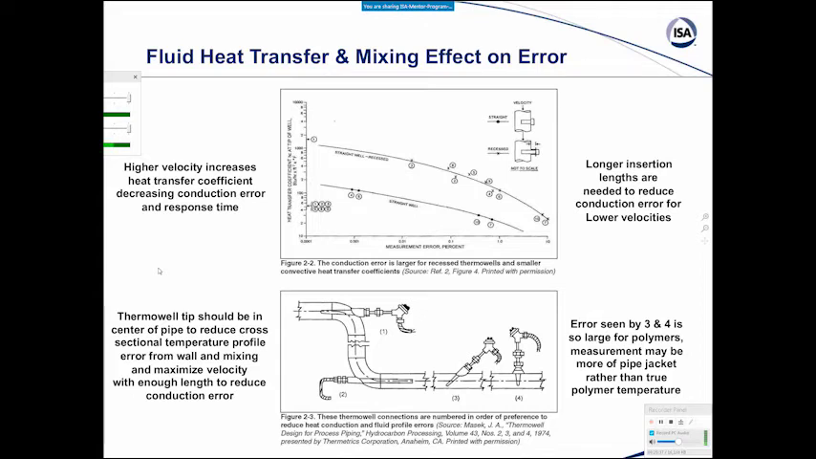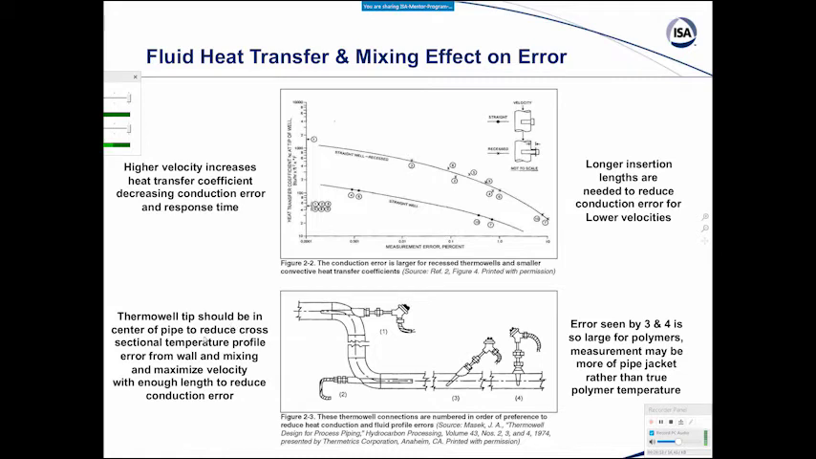So we not only reduce conduction error, but as we saw before, the higher velocity allows us to have a faster response time. If we don't have the higher velocity, you're going to have to go with a longer insertion length, and then you get into concerns about vibration failure too. So I would like to see more attention paid to this, to complement the lot of attention we have on vibration failure.